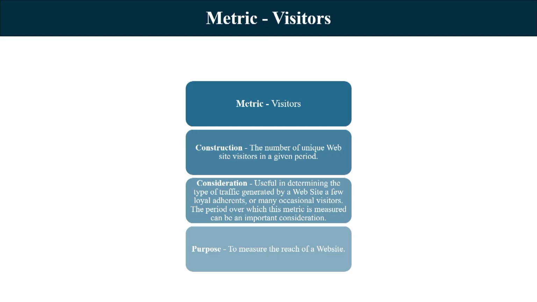Then come visitors. Visitor is another level of granularity after visits. As far as the construction of the visitor metric is concerned, it represents the number of unique website visitors in a given period of time, right. Now, we are talking about unique visitors. This metric is useful in determining the type of traffic generated by a website, whether the traffic is created because of a few loyal adherents or many occasional visitors.